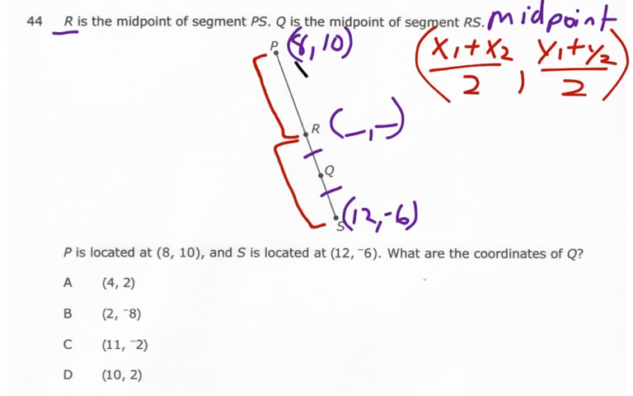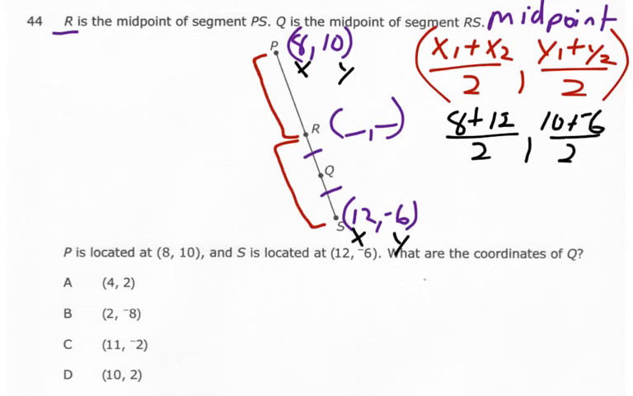So I'm going to go ahead and plug in. So my X values, this is X, this is Y. So if I add up my 2 X's, and really the order doesn't matter, you're just adding them up and taking the average. So 8 plus 12 over 2, and 10 plus -6 over 2. So 8 plus 12 is 20, 20 divided by 2 is 10, 10 plus -6 is 4, 4 divided by 2 is 2. So R is going to be at 10, 2.